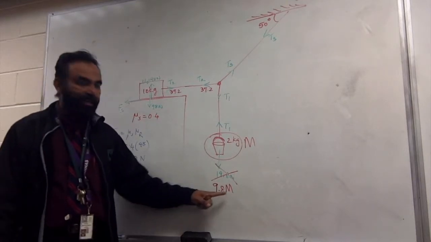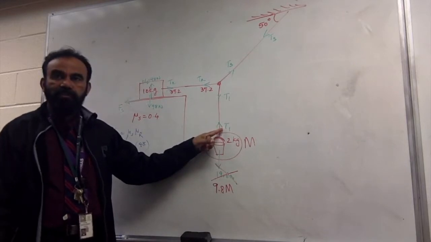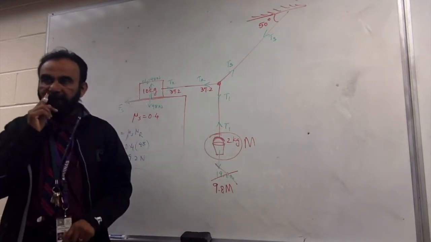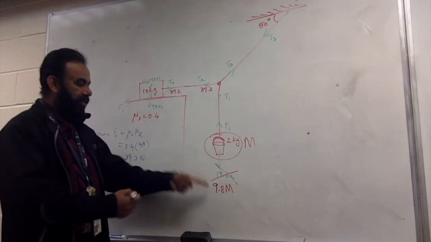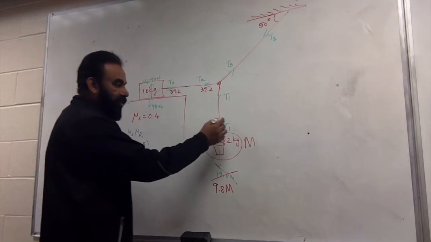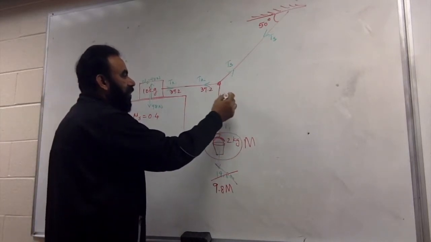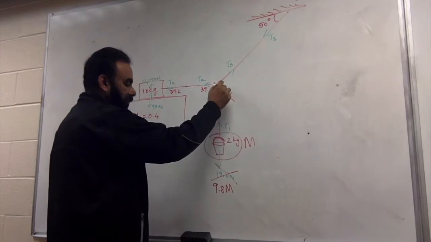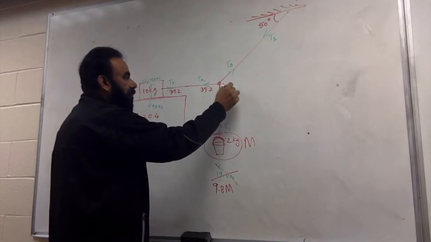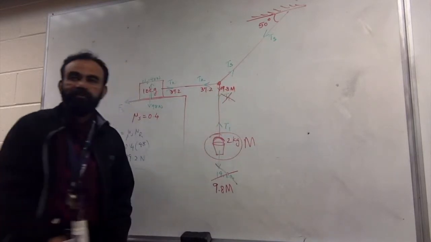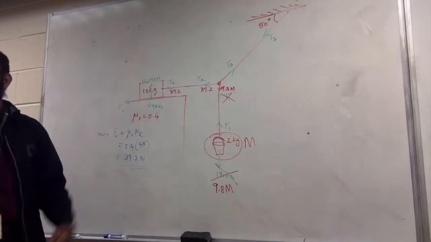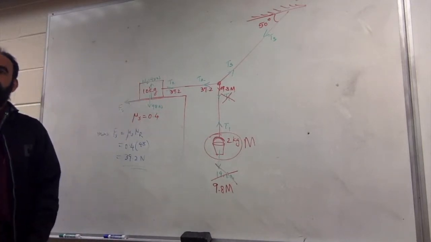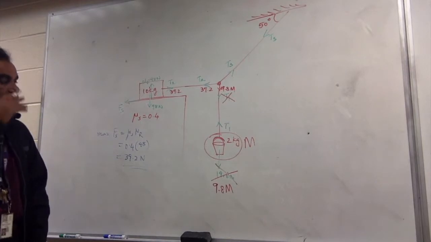So if this is 9.8 m, T1 is what? Since it is at rest, T1 is also 9.8 m. So instead of writing T1, I'm going to write 9.8 m. That's what is going downward. That leaves us with only one unknown tension, T3. So how do you do it from here on?